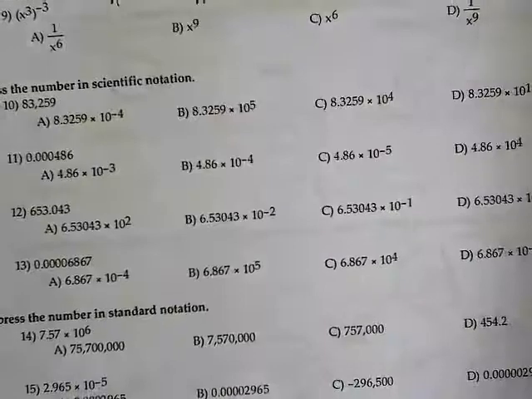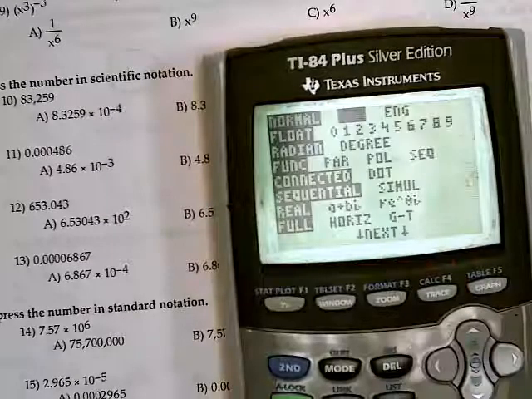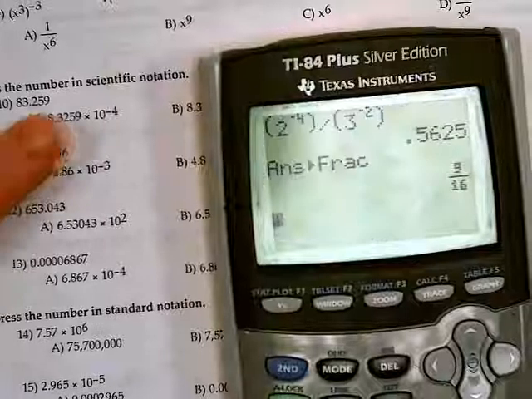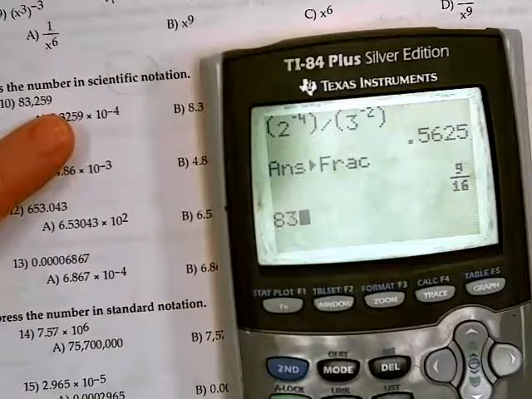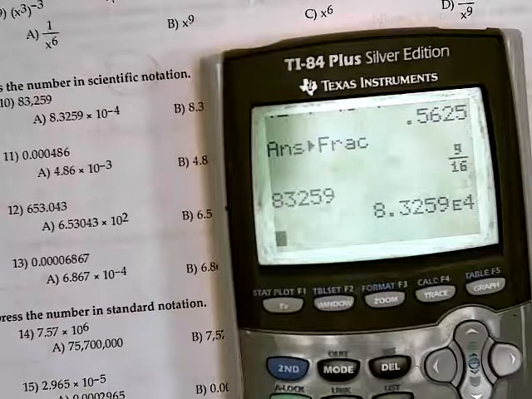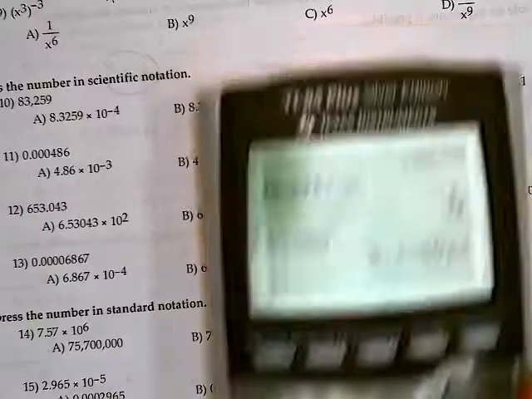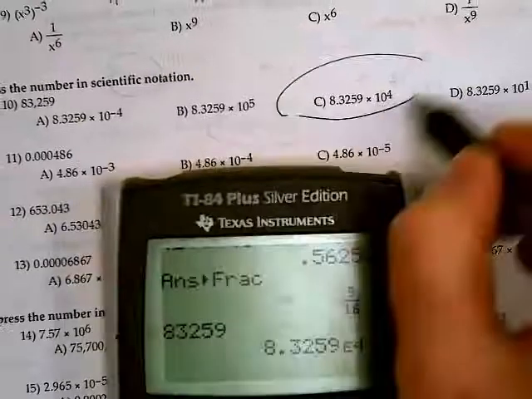Scientific notation. I would put my calculator in scientific notation, press mode, choose SCI, and then I would type the number in, 83259. Some calculators will write times 10, some won't. It'll either write times 10 or it'll put that E there. The E means times 10, so this is 8.3259 times 10 to the 4th, which is C.